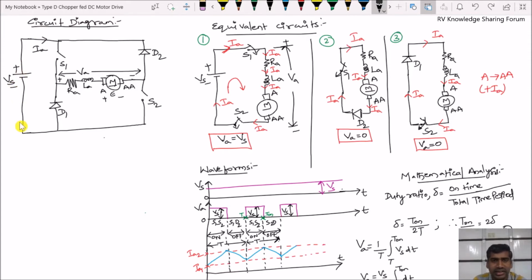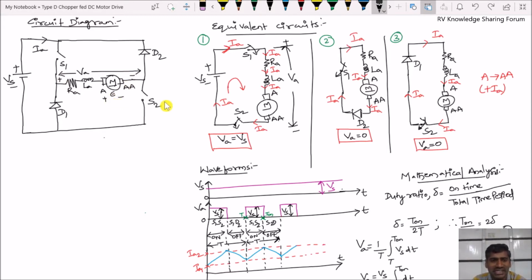Here it is a chopper. A chopper converts a fixed DC input voltage to a variable output DC voltage. For this circuit, the fixed DC input voltage Vs is given to the chopper. Here switches S1, S2 and diodes D1 and D2 form the type D chopper. Switches S1 and S2 may be MOSFETs, IGBTs, or a force commutated thyristor. Here RA represents the armature resistance of the motor, LA represents the armature inductance of the motor, and A and AA are the armature terminals of the motor. Here VA is the armature voltage across these armature terminals, and E represents the back EMF of the DC motor.